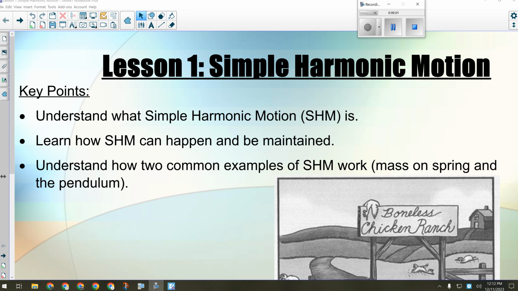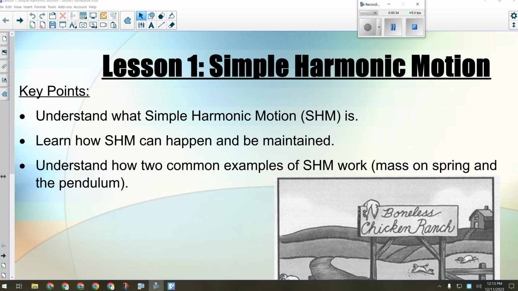What we're going to talk about today is the start of Unit 4, which is simple harmonic motion and waves. Simple harmonic motion is any motion that repeats itself over and over again. We're going to be talking about some of the same variables that we talked about in Unit 3, things like period and frequency, because they are also going to apply to periodic motion, or simple harmonic motion.